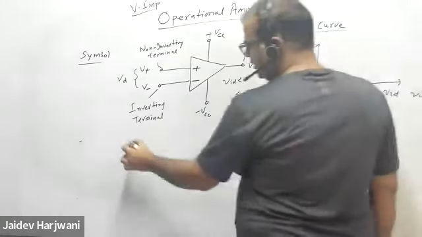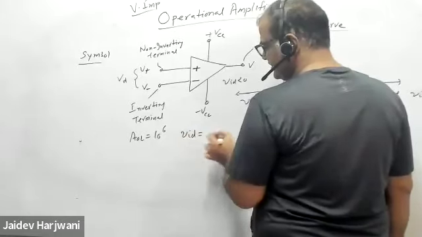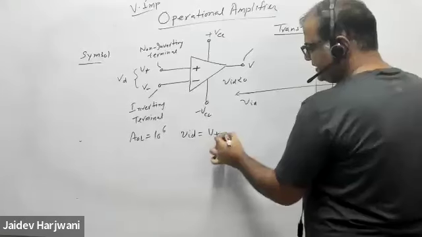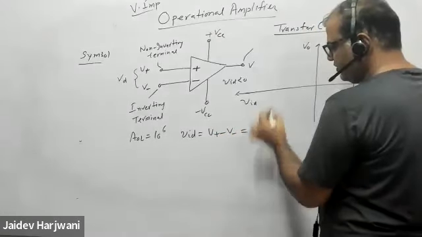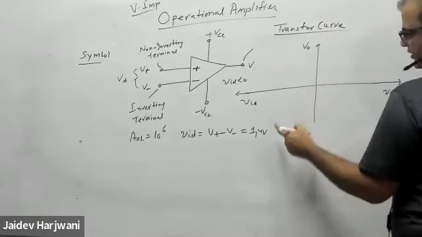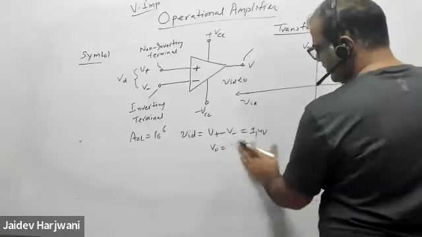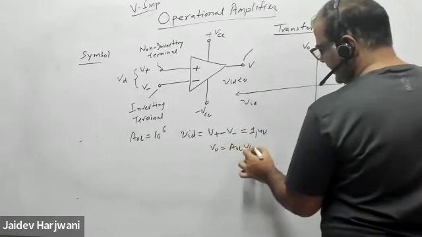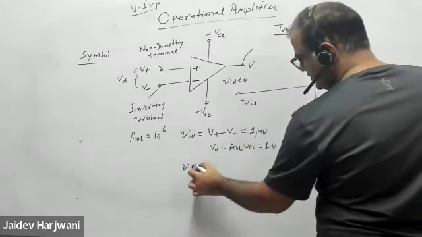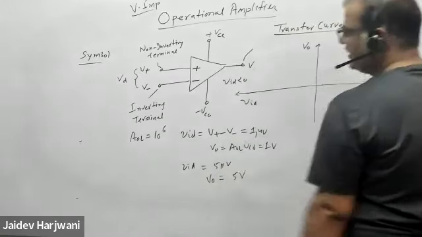Now I'm saying that AOL is 10 raised to power 6 and my VID is the difference here. I'm applying 2 microvolt here, 1 microvolt here. VID is V plus minus V minus, say 1 microvolt. So V output will be AOL times VID, that is 1 volt. If VID is say 5 microvolt, my V naught will be 5 volt.